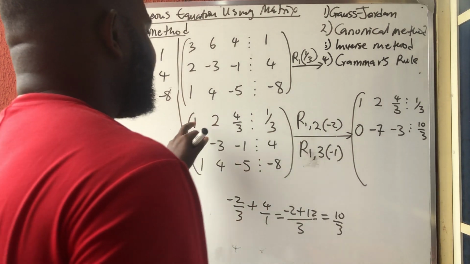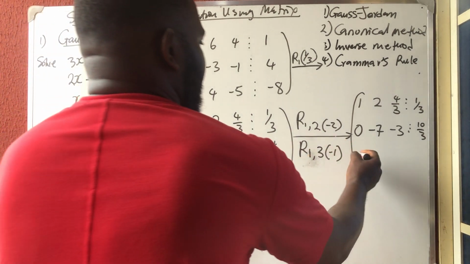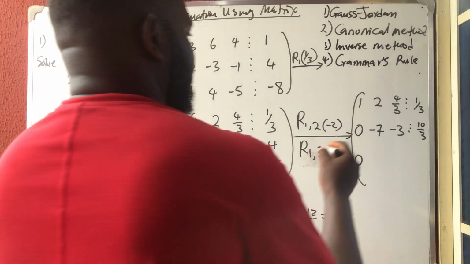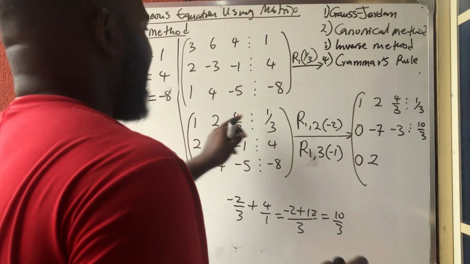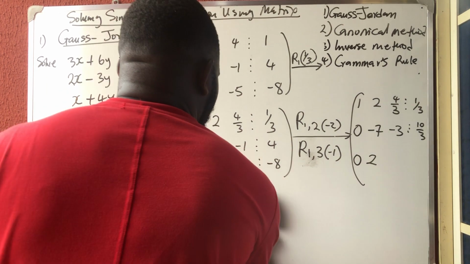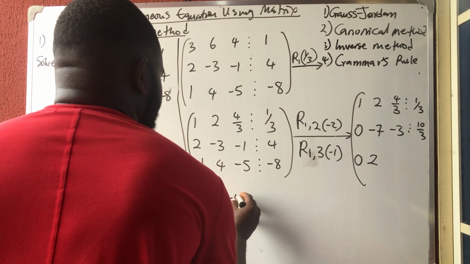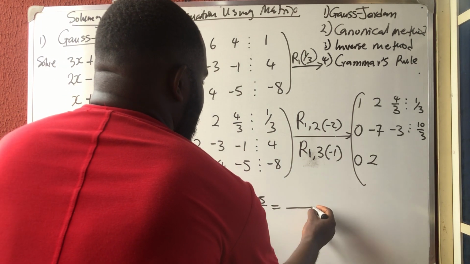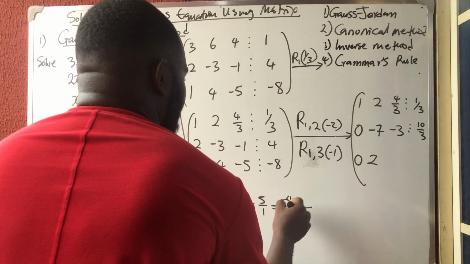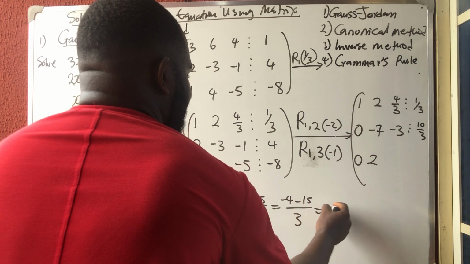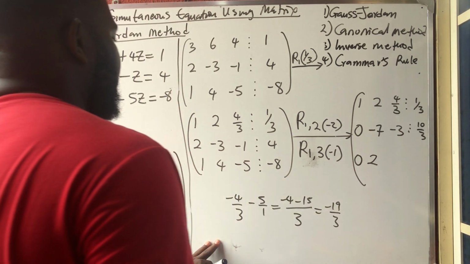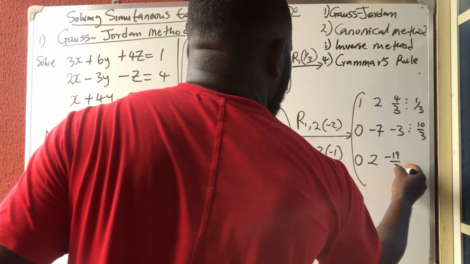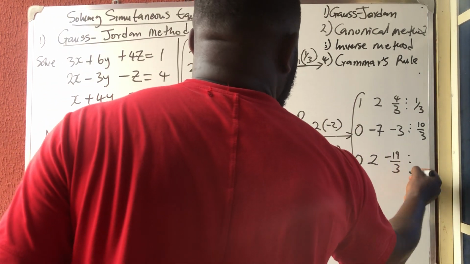So minus 1 times this is minus 1. Minus 1 plus 1 is 0. Minus 1 times this is minus 2. Minus 2 plus 4 is 2. Minus 1 times this is minus 3 over minus 4 over 3. Minus 4 over 3, then minus 5 over 1. So the LCM there is 3. So I'm having minus 4 minus 15, which is minus 19 over 3. Okay? 3 times 5, 15. So which is what? Minus 19 over 3. Okay? Then dot, dot, dot.